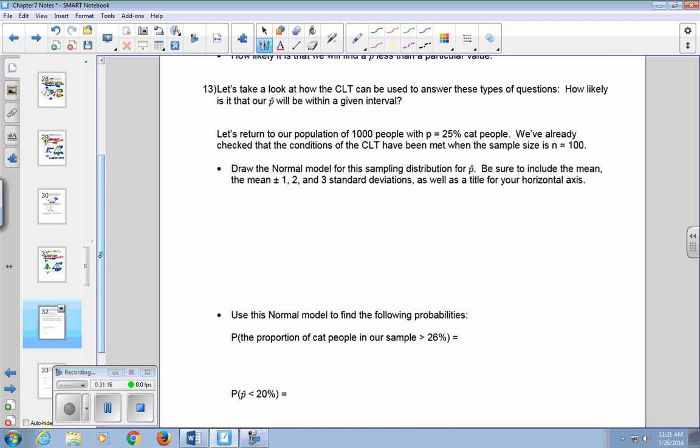So let's return to our population of 1,000 people with 25% cat people. I've already checked that the conditions of the central limit theorem have been met when the sample size is n equal to 100. So let's draw the normal model for the sampling distribution for p hat. So instead of running the simulation, we're going to just turn to what the central limit theorem tells us or predicts will happen. So we know the shape's going to be normal. We know it should be centered at 25% or 0.25.